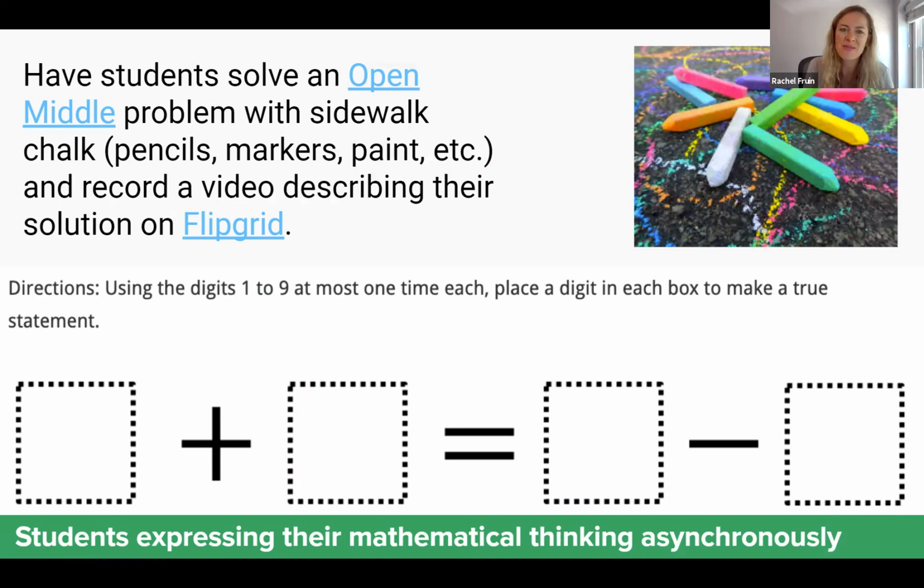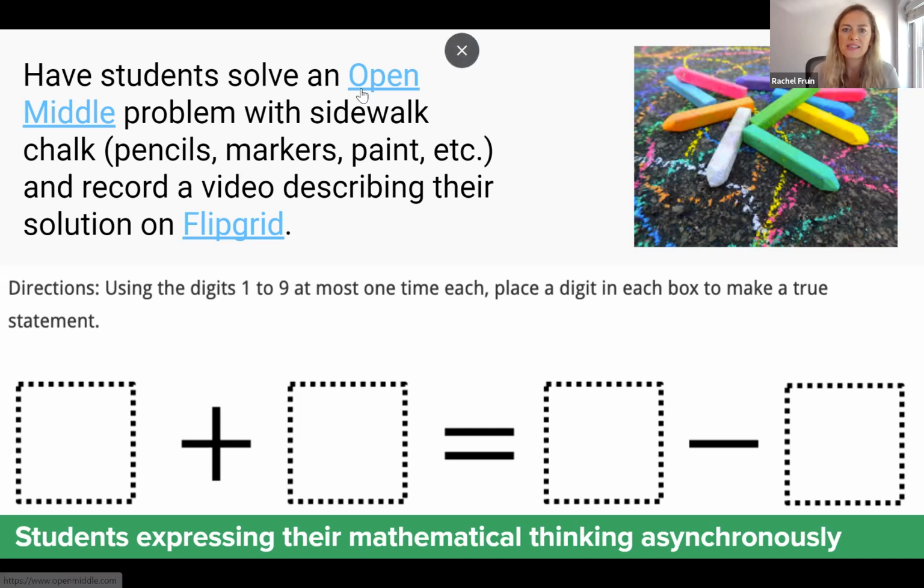Okay, cool. The math problem I was going to demonstrate with Flipgrid is called Open Middle. Have you heard of that before? Okay, so this is the example. The directions are to use digits 1 through 9 at most one time each. Place a digit in each box to make a true statement. So it's very open-ended, but it gets students thinking, because you don't want them to be repeating numbers. And it's cool because every student can have different answers and still be correct. So they have that opportunity to justify their reasoning.